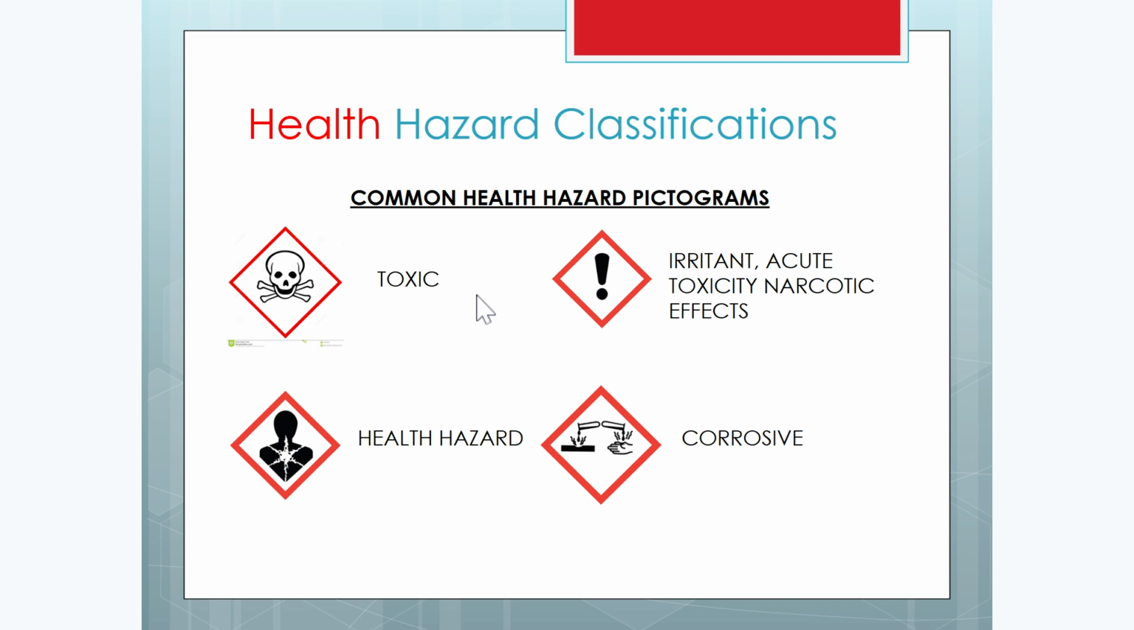You'll see these pictograms when it comes to health hazards on chemicals. First of all, the skull and crossbones is toxic, meaning it has a lethal dose to it. The exclamation point is an irritant, acute toxicity, narcotic effects. Corrosive has the hand or the bar being burned by acid. And then a general health hazard has the man with the heart symbol on him.